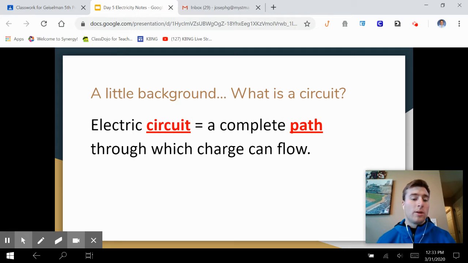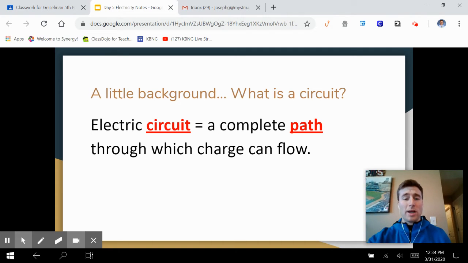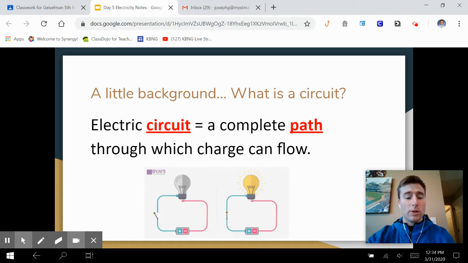So what's a circuit? A circuit or an electrical circuit is a complete pathway through which electrons can flow, or charge. So in this case, negative charge being electrons. So electrons flowing in a circle, that's a circuit. So it has to be a complete pathway though, because otherwise they won't be able to flow.